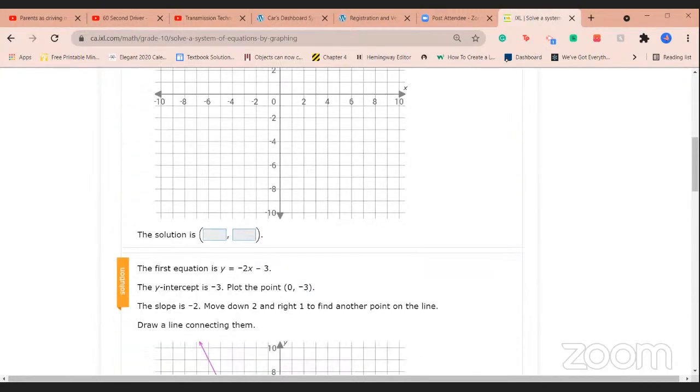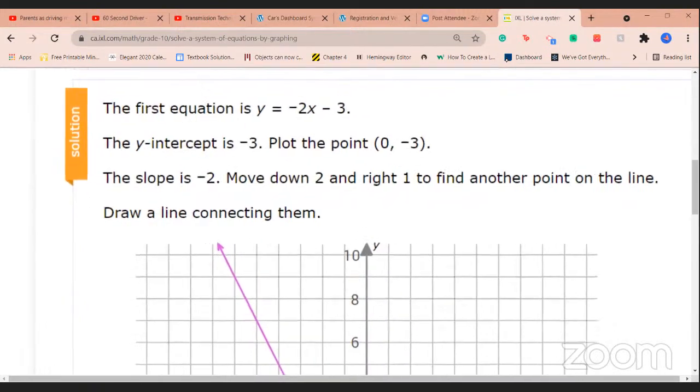Got it? Okay, so the first equation is y equals negative 2x minus 3. In grade 9, you should have learned linear functions. Do you recall linear functions? Yes, okay. Linear functions take the form y equals mx plus b. Looking at this equation, what is your m value? Minus 2. So m is equal to minus 2, that's the slope. What's the y-intercept? -3.